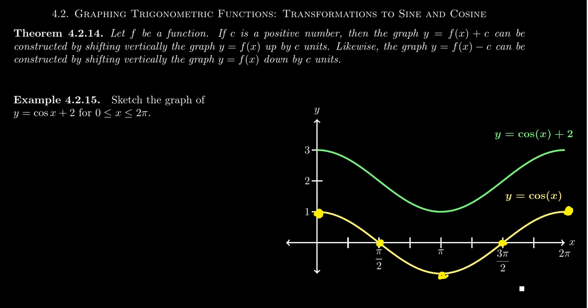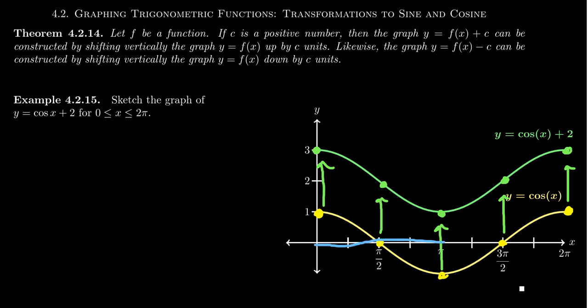Now, if we move everything up by 2, then 0, 1 is going to move up to become 0, 3. And pi halves, 0 is going to be moving up to becoming, in this case, pi halves, 2. We added 2 to everything. Negative 1 is the y coordinate here. We move it up by 2. Its y coordinate then becomes 1. This one, the y-coordinate 0, it's an x-intercept, it moves up to become 2. And then lastly, at 2 pi, the y-coordinate's 1, it's going to move up to this value 3.